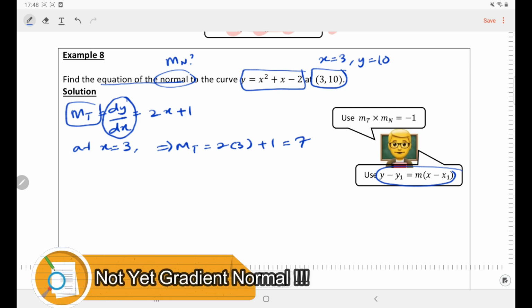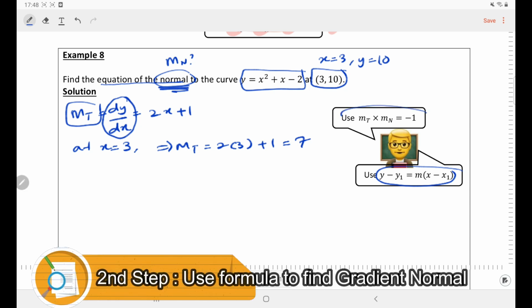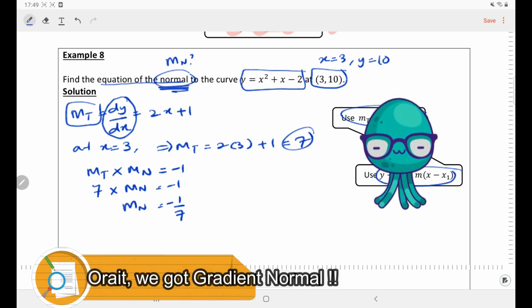Kita tak nak pun mt sebenarnya sebab kita bukan nak cari equation of a tangent, kita nak cari equation of normal, guys. So how can we find gradient of a normal? We need to use this equation. Okay, so kita akan guna mt times with mn. Dia mesti dapat -1. Sebab apa? Sebab dia perpendicular. So we know our mt iaitu 7 just now. Kita dah cari. So mn is equal to -1. So mn kita akan rearrange, kita akan dapat -1/7. So this is our mn.